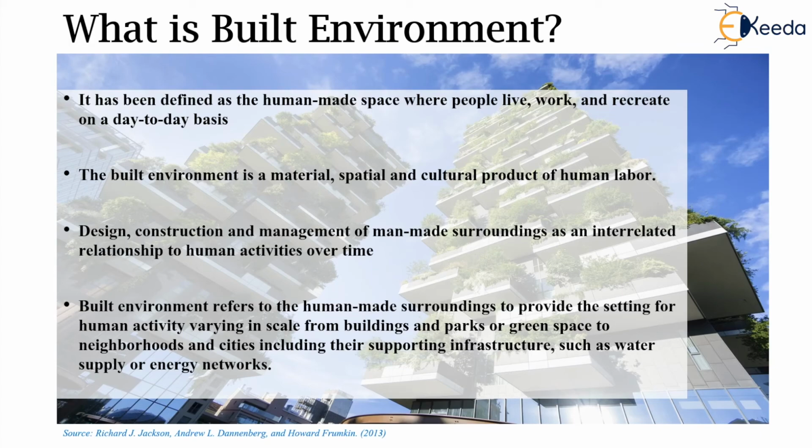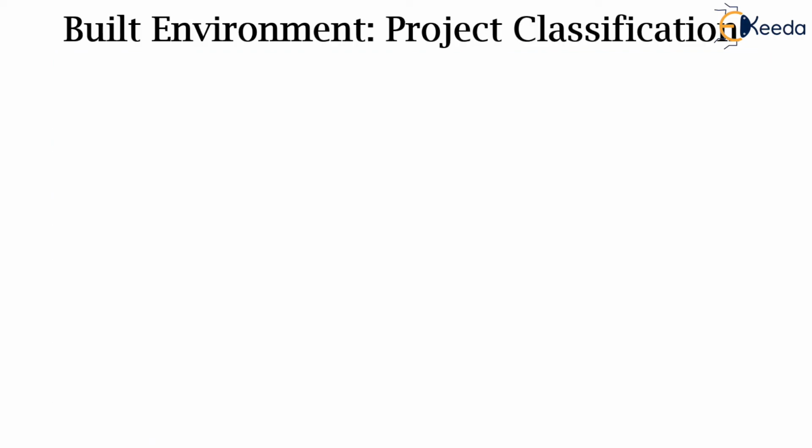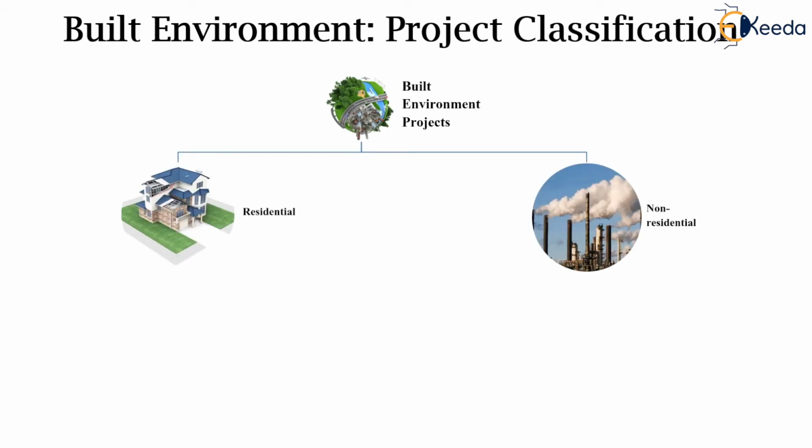Built environment thus refers to the man-made surroundings which provide a setting for various human activities, in scales from buildings and parks or green spaces to neighborhoods and cities, including their supporting infrastructure such as water supply or energy networks. Hence, built environment projects can be classified as follows. The main two types are residential and non-residential projects.